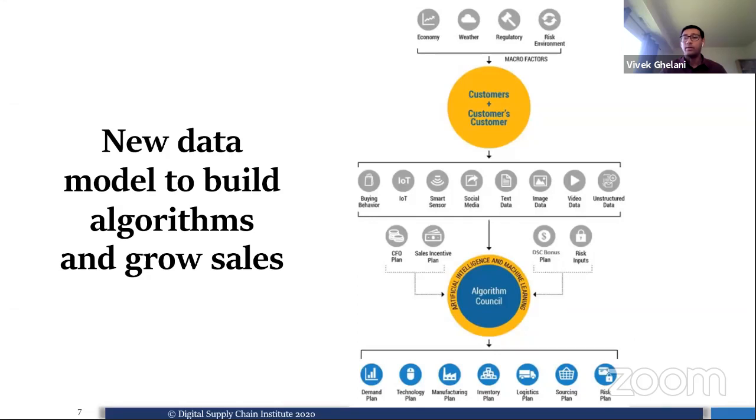And that way, if you have this data model, one thing you can do is build a recommendation engine. So if someone buys a certain product, you can recommend different products that you are selling.